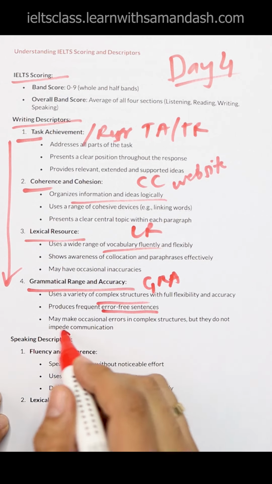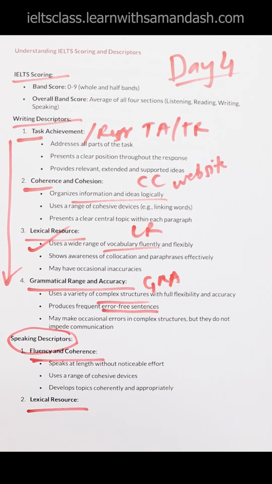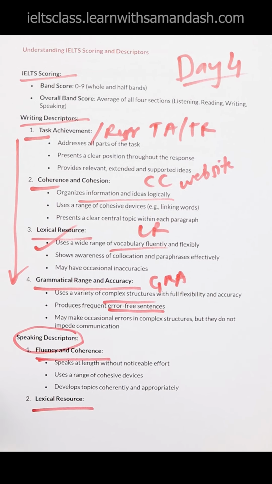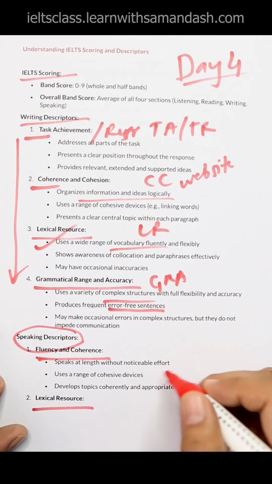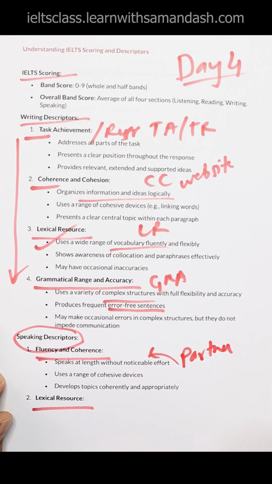And in the end, we have speaking descriptors too. Same, fluency and coherence. Lexical resource, same as here. In the fluency and coherence, you just have to understand what is fluency, how you can enhance it, and yes, you need a speaking partner to enhance it. We do provide partners in our sessions, and this is how we can enhance it. Of course, in detail we'll discuss later in our sessions. Here you have to understand we need a partner to enhance the fluency.